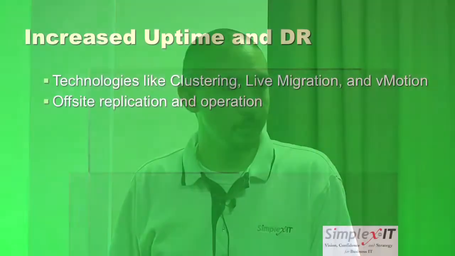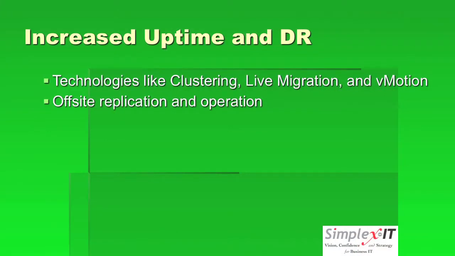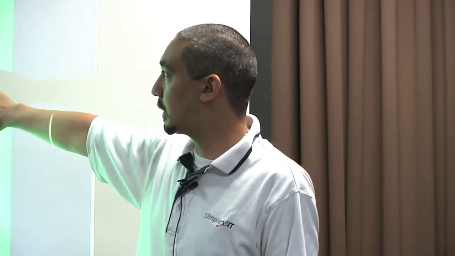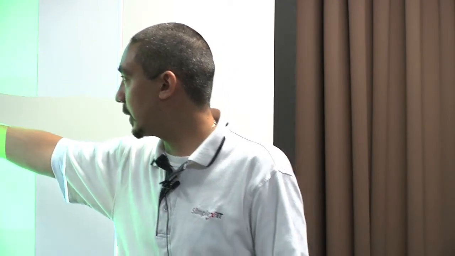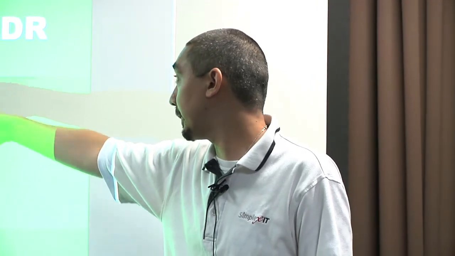Increased uptime technologies: clustering, live migration, vMotion. This is kind of what I hinted at before. You want your servers up. You want the files available. You want the application working. Things like clustering, live migration, and vMotion help you to do that. Clustering and live migration are the Microsoft solution, and vMotion is the VMware one.